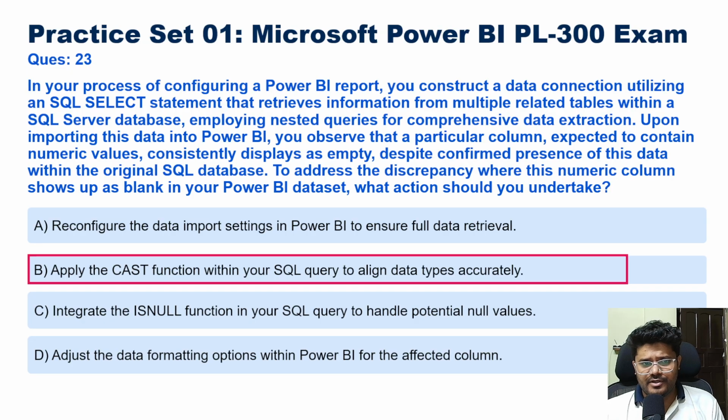So it's option B, applying the CAST function within the SQL query to align the data types, so that any blank or null values that you are seeing, which lead to inconsistent data, can be rectified. So yeah, that is the solution. Let's look at the overall explanation.